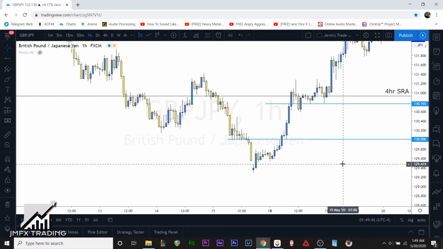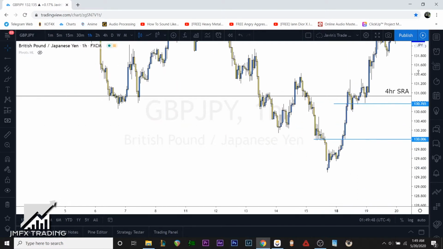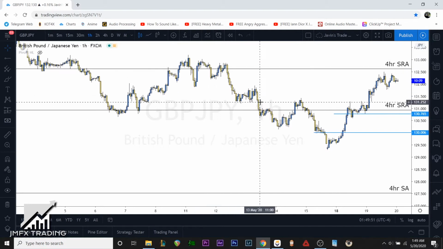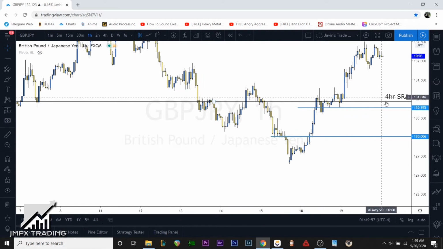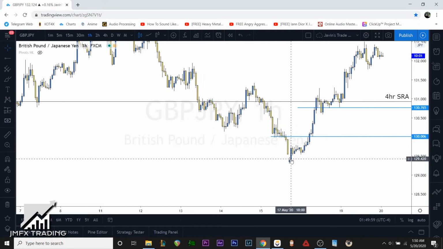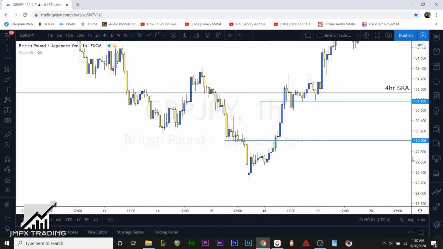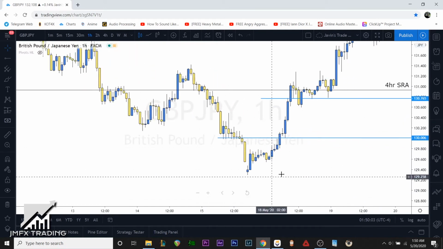Today we'll be looking at a trade I took on GBPJPY on May 18th. If we look into the past, we can see that we are in a downtrend based off the 1 hour, and then we can see that we retest this 4-hour support and resistance area and extend under it a little bit.